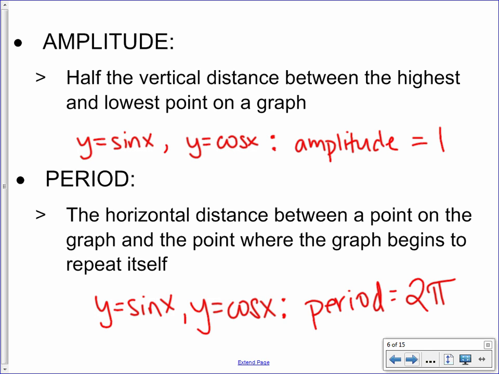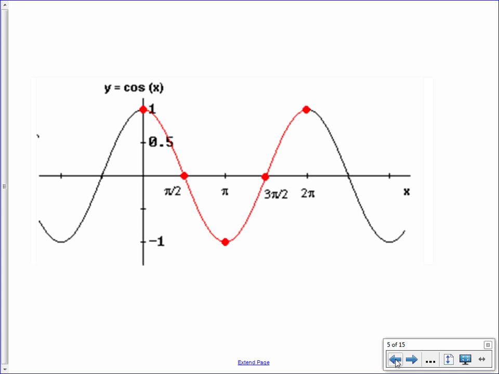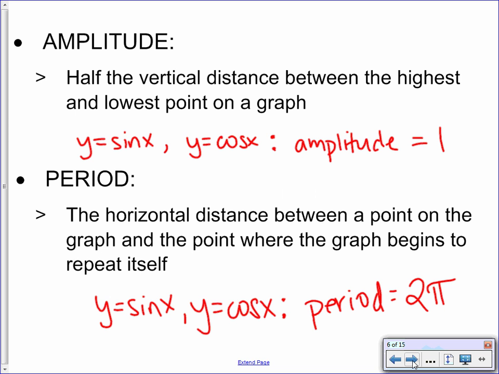I'll go back to the picture. From 0 to 2 pi, it takes us to draw that wave. And then here at 2 pi, we're going to start repeating again. So our period is 2 pi.